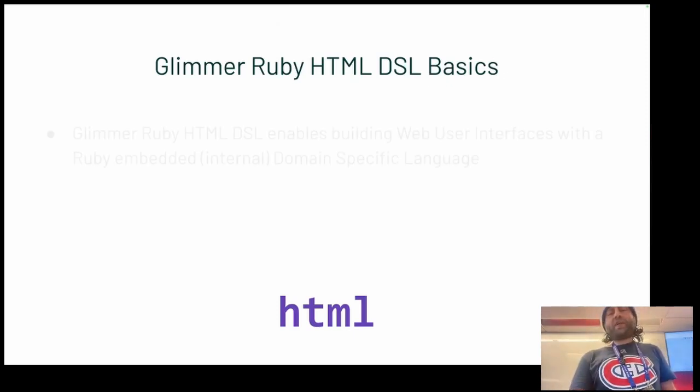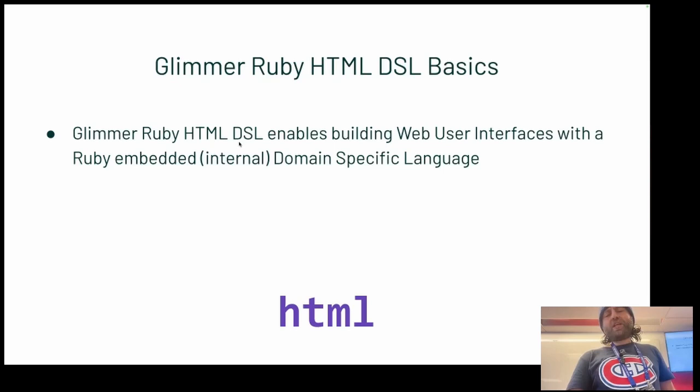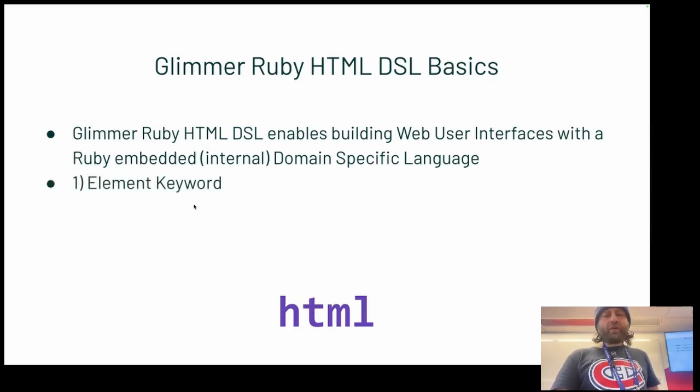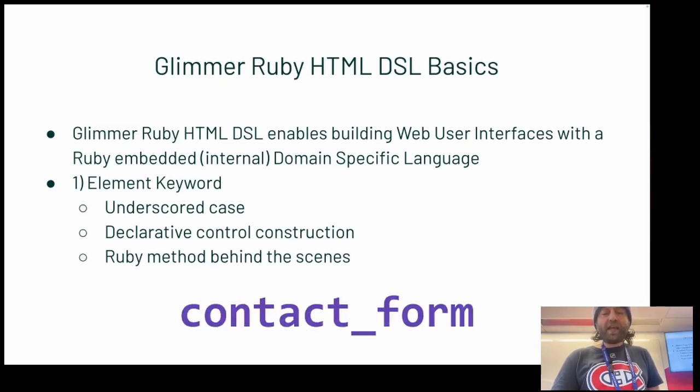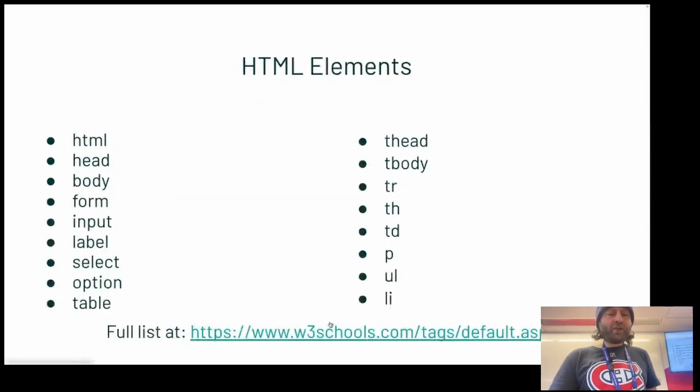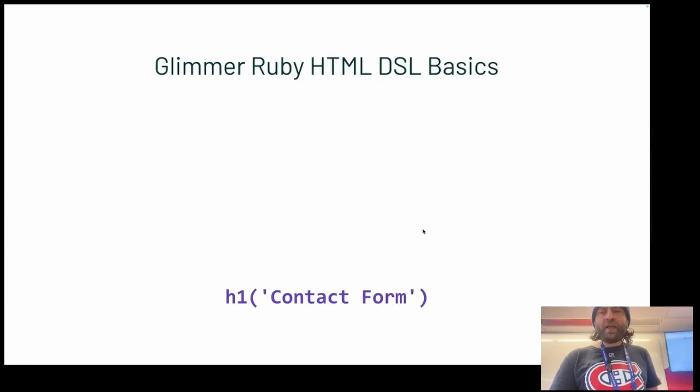So that Glimmer Ruby HTML DSL basics is that the HTML DSL enables building web user interfaces with Ruby using an embedded DSL. The first key concept you want to learn is element keywords. And basically, it's the names of the elements. It could be html, could be head, could be body, form, input, etc. Anything you could do in HTML, you could do in Glimmer, because Glimmer does produce real HTML in the end, including custom components. You can build your own custom components. So yeah, you can go find the full list of HTML elements here. I'm sure you guys know most of them, or if not all of them.